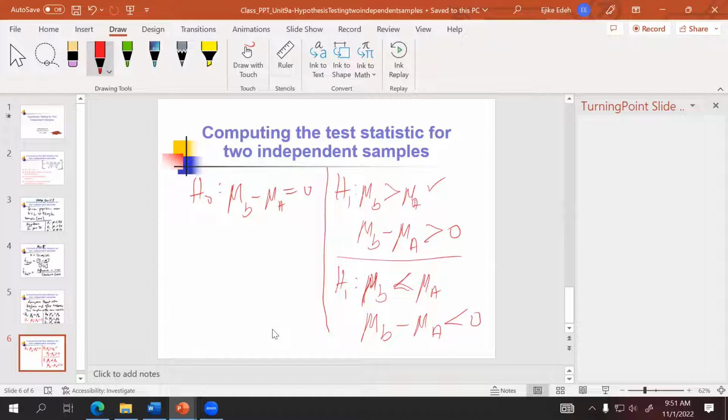And then finally, let me put it over here. The last claim is that H1 could be that the heart rate before is not equal to the heart rate after. That is what this person is claiming. If that's what this person is claiming, then you could write this as the heart rate before minus the heart rate after is not equal to 0. Okay, so these are all three ways of writing the same thing.